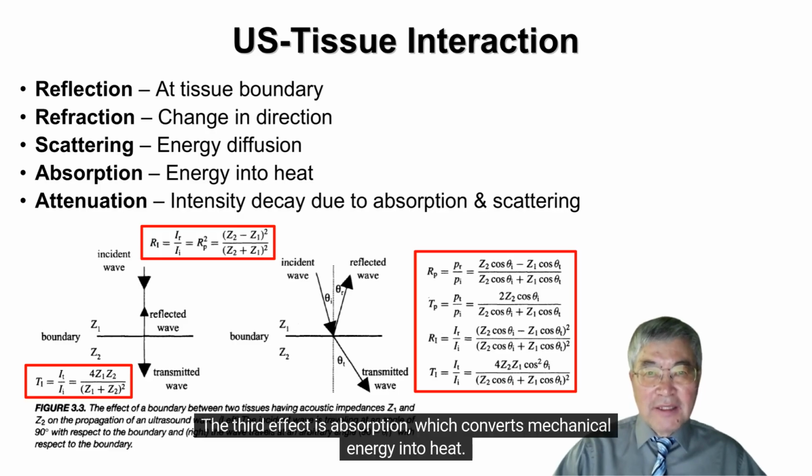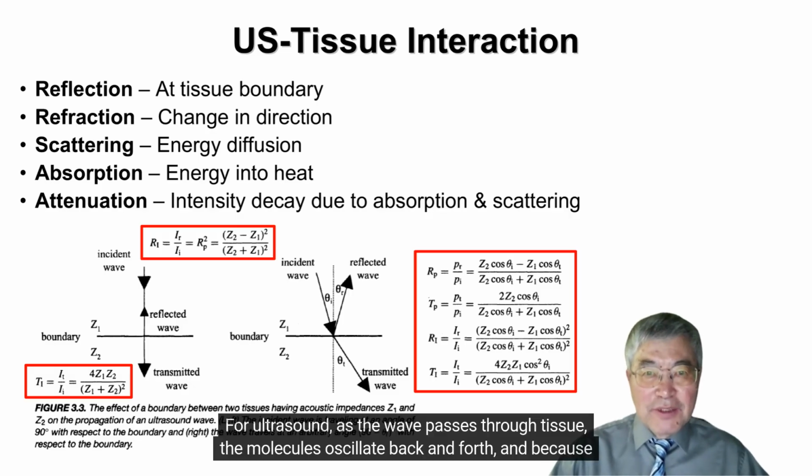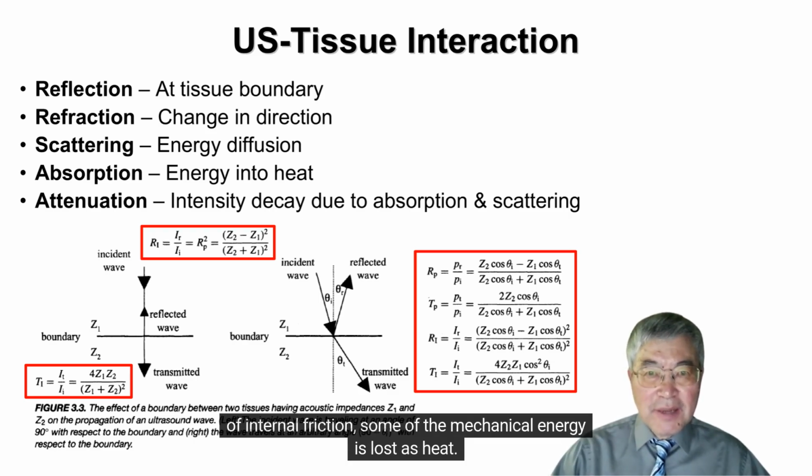The third effect is absorption, which converts mechanical energy into heat. In the case of X-rays, this corresponds to the photoelectric effect, where photon energy is absorbed completely. For ultrasound, as the wave passes through tissue, the molecules oscillate back and forth, and because of internal friction, some of the mechanical energy is lost as heat.